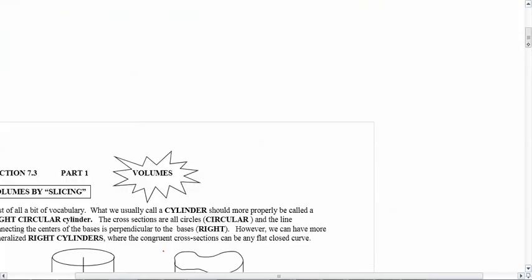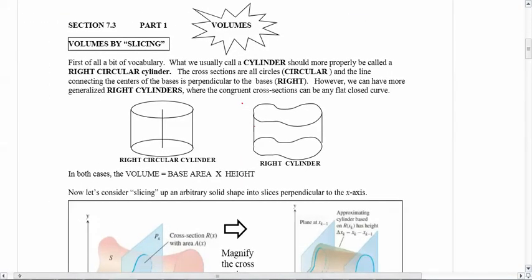So we're going to have a look at the actual notes. And before we start those, we're going to talk about a little bit of vocabulary. What we call a cylinder further up the page is actually a right circular cylinder. It's a circular cylinder because each cross section is a circle. But also, the axis, the line segment that joins the centers of the top and the bottom, is perpendicular, at right angles, to both the base and the top. So that's a right circular cylinder.